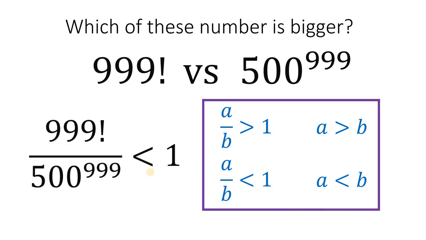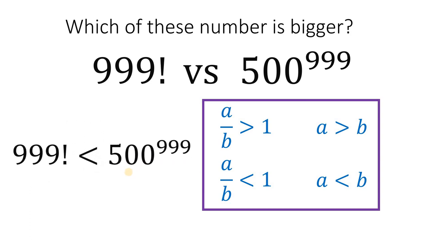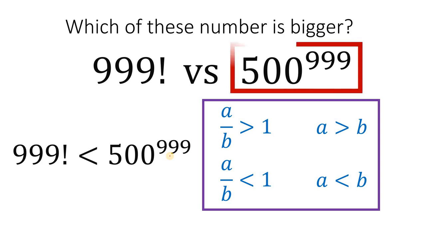It follows that 500 raised to 999 must be greater than 999 factorial. Therefore, our answer to this question, which of these numbers is bigger, is 500 raised to 999. And as always, we are done.